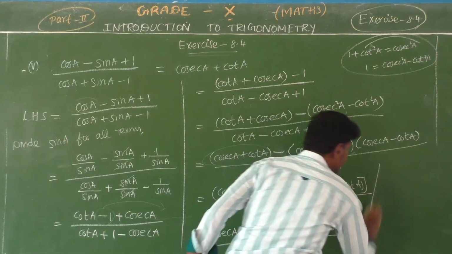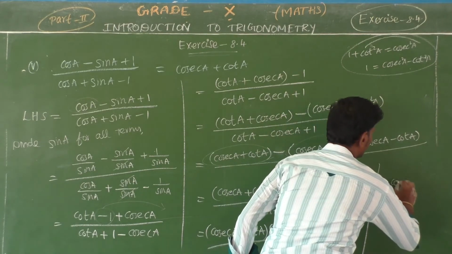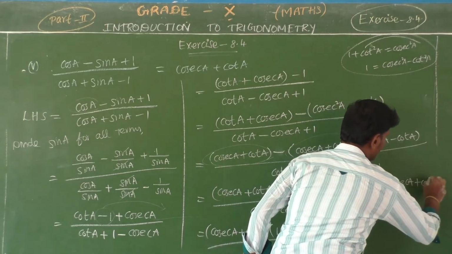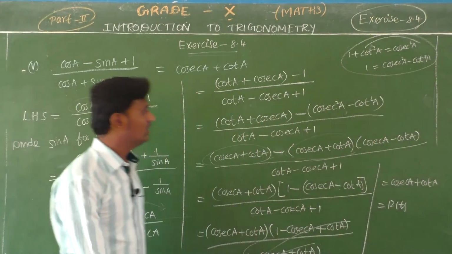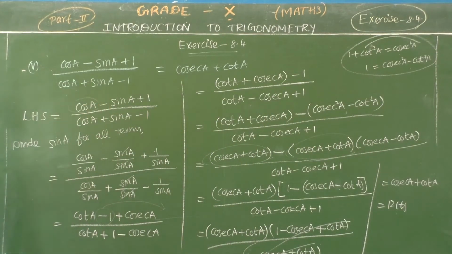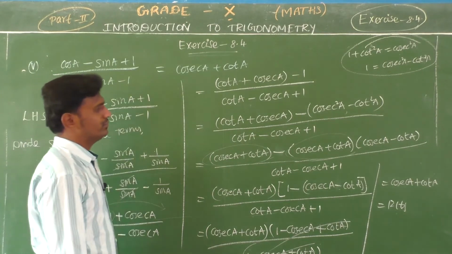Okay, so the final step is, what is that? Cosecant A plus cot A. This is your right side. Have you got it, children? This is also a 3 mark question, sometimes 4 marks also will be asked.